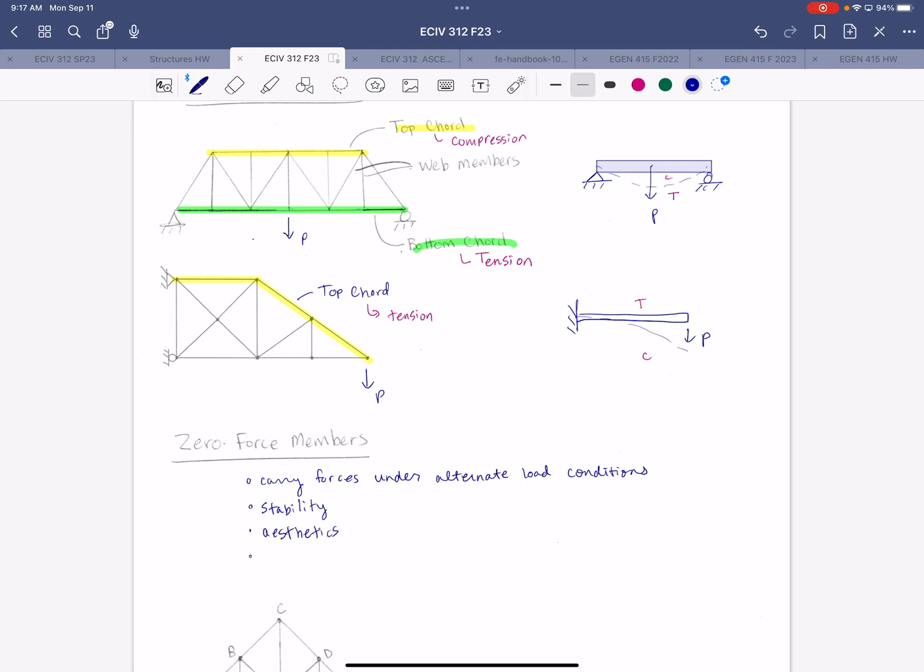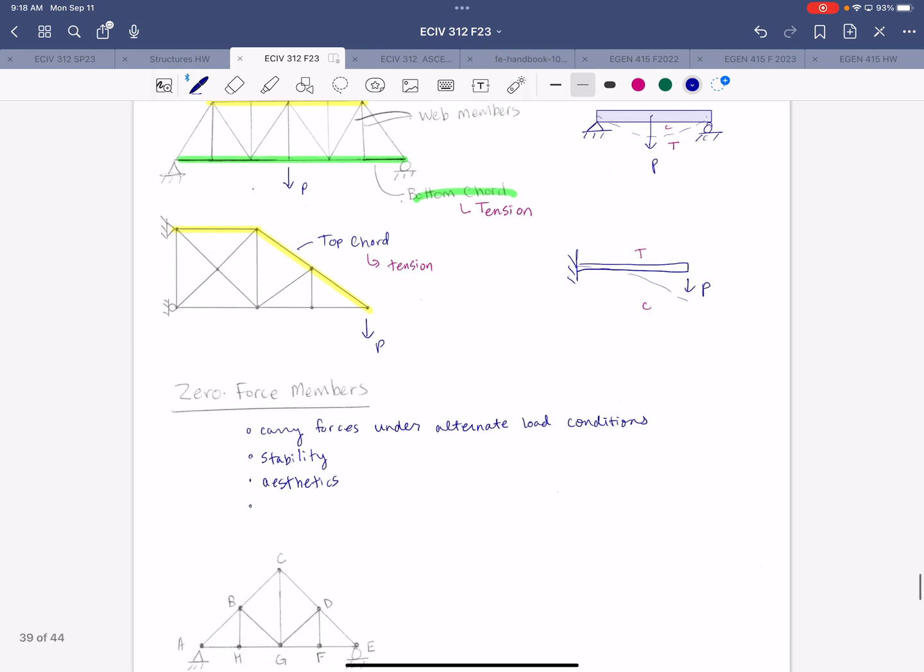And then one last point, they can provide redundancy. This is for indeterminate structures really, so you may want to have more than one load path for a given set of loads. And that helps too if some members become compromised for some reason, then you have an alternate load path.